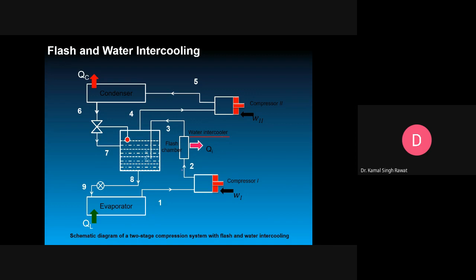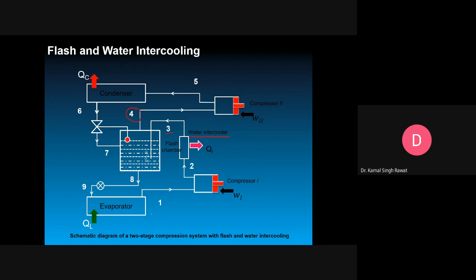Okay, so it is an isobaric process. There is an isobaric heat removal in this process with the help of water. It is simply a heat exchanger in which this superheated vapor is cooled down with water. After this water intercooling, the vapors are not completely saturated. They are still superheated. Then this superheated vapor bubbles through the flash chamber, and after that, these vapors are converted into saturated vapor.